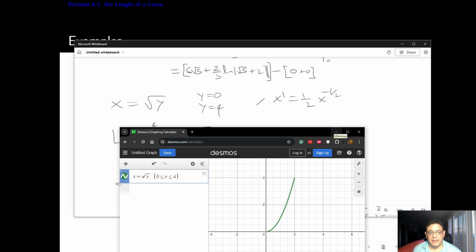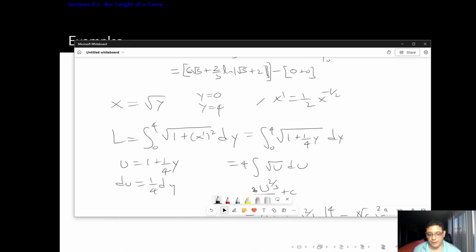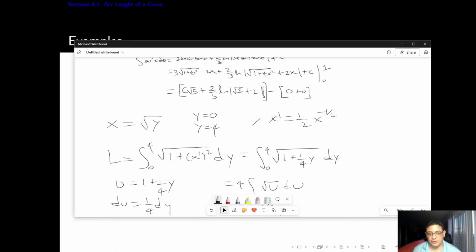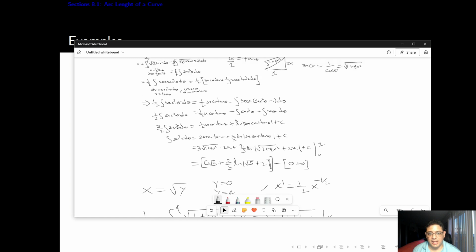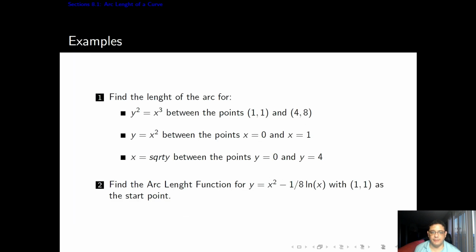Okay, so this is the end of section 8.1. Now we're going to transition to do kind of the same thing, but from the point of view of not length, but what happens when we take a surface of revolution and we want to actually compute the surface area.